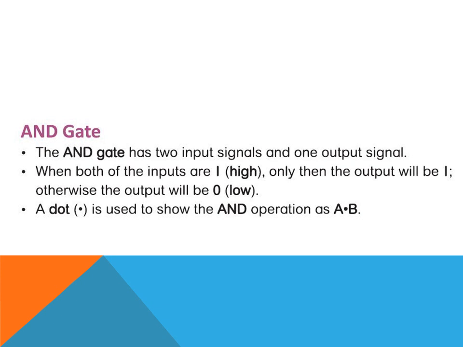Okay, when both the inputs are 1, then only the resultant, the output, will be 1. Otherwise, the output will be 0. That means if one input is 1, the other input is 0, then the output will be 0. If both the inputs are 0, then also the output will be 0. A dot is used to show the AND operation as A dot B. So whenever you are seeing A dot B, that means there is an AND gate here.